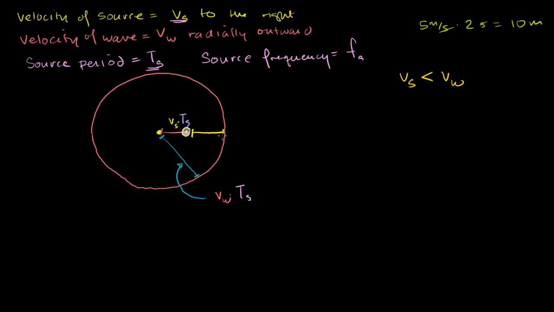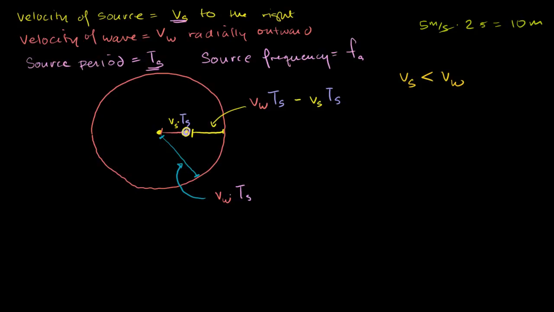Well, this whole radial distance, we already said, is v sub w, the velocity of the wave, times the period of the wave from the perspective of the source. And we're going to subtract out how far the source itself has moved. The source has moved in the direction of that wave front, so it's going to be minus v sub s, the velocity of the source, times the period of the wave from the perspective of the source.